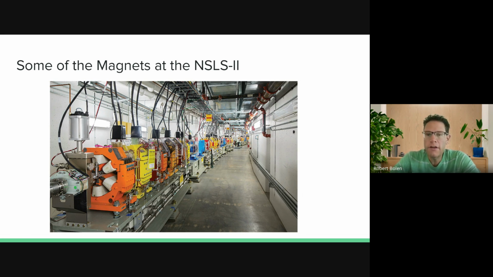You've got a group of magnets here, then further on in the distance, you see there's blue, then there's this red, orange, yellow, then there's blue, red, orange, yellow. So they have all these magnets alternating with each other to help maintain the velocity and the focus of the different electrons as they're coming through.